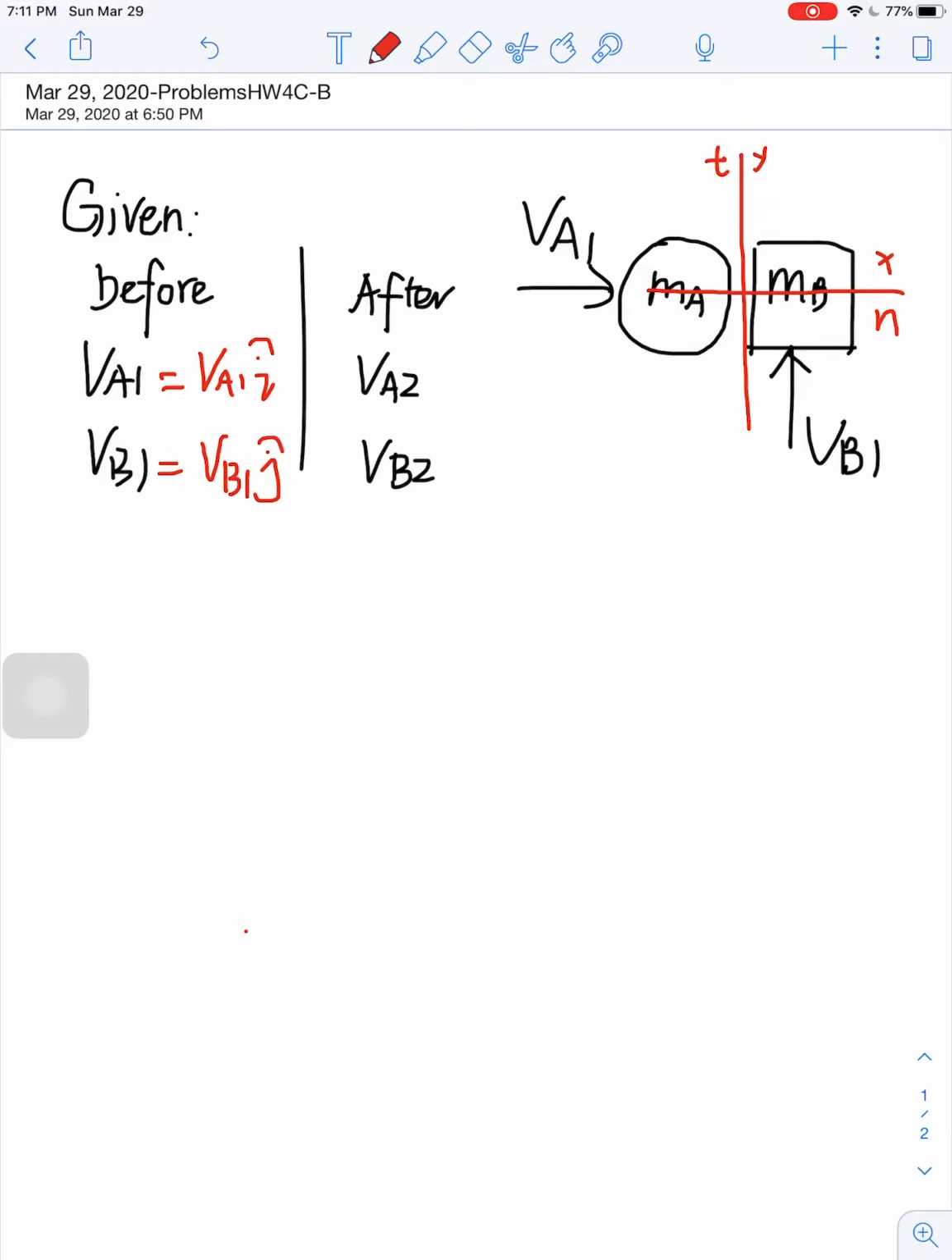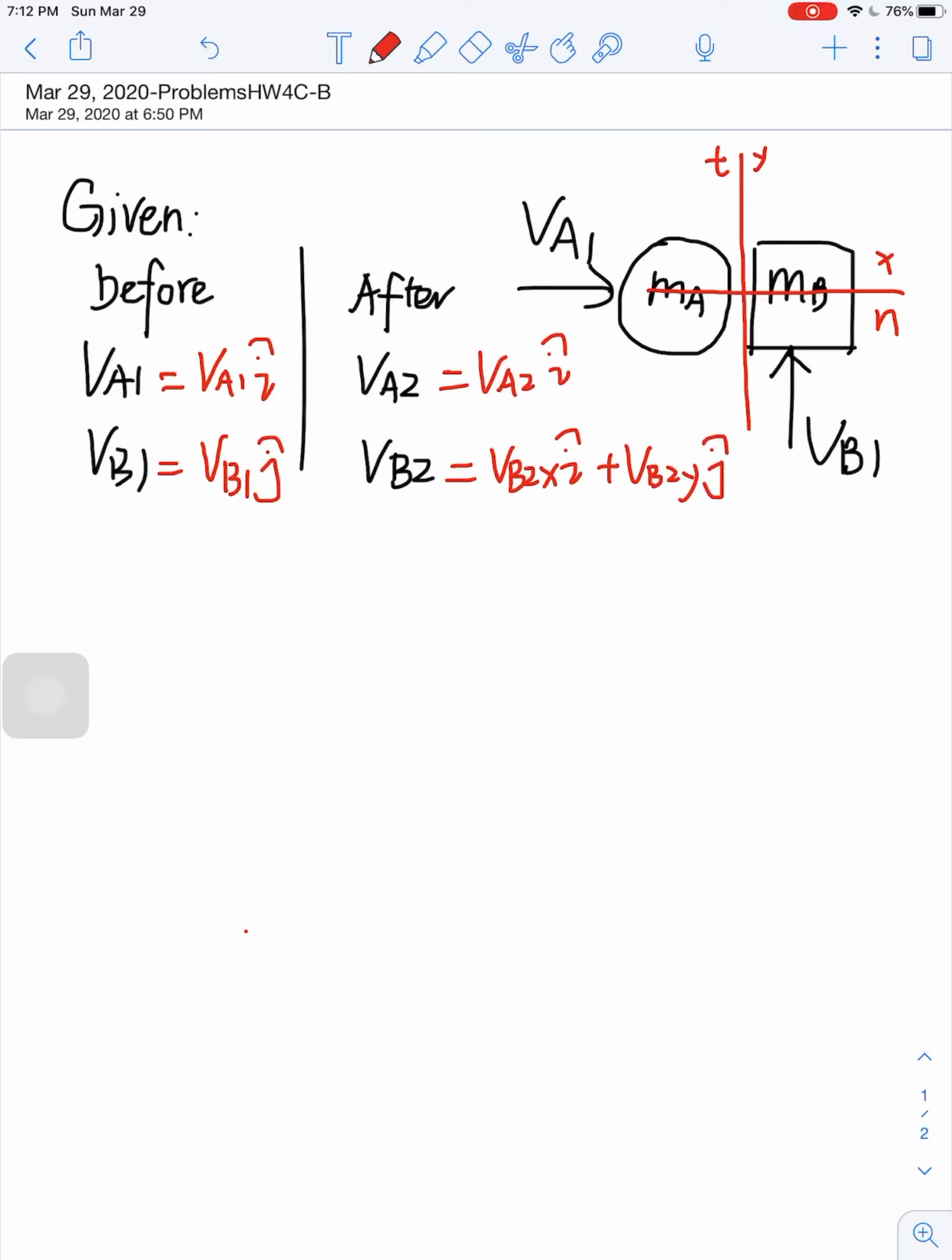Now let's look at after impact. VA2: we know mass A is still moving to the right, so we can write that as VA2 i. And for VB2, that is something we don't know the direction of. However, you can write that as VB2x, that's your x component in the i direction, plus VB2y j.